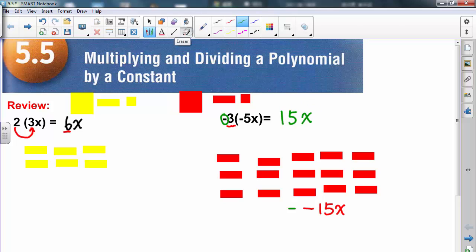15x. If I want to just multiply this constant by this monomial symbolically, the same as this one, I just multiply this constant by the coefficient of the monomial. The coefficient of this monomial is negative 5. Negative 3 times negative 5 is 15. Then I keep the variable x. This is the reason why I can get 15x.